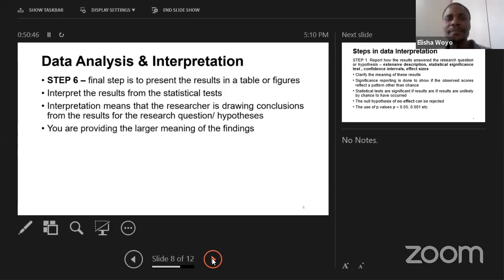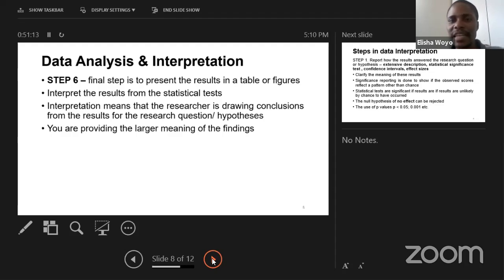Then the final one is for you to present the results. Results are presented in tables and figures. They are not analyzed in tables and figures like what we read most of the times. Most of the times we read people writing, my data is going to be analyzed using tables and figures. You don't analyze it using tables and figures, right? We present data in tables and in figures.